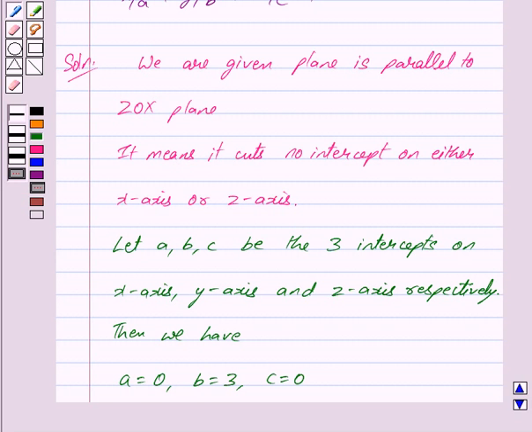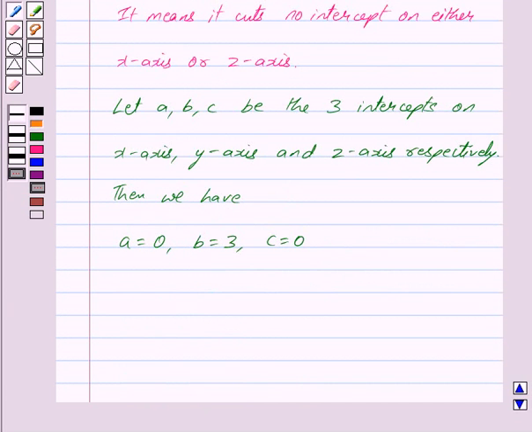Now, since the plane cuts no intercept on either x-axis or z-axis, so we have a is equal to 0 and c is equal to 0. Also, in the question, we are given that the plane cuts intercept 3 on y-axis, so we have b is equal to 3. Now, by key idea, we know that the equation of the plane is given by x upon a plus y upon b plus z upon c is equal to 1. We mark this as equation 1.